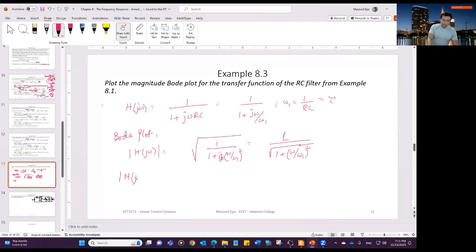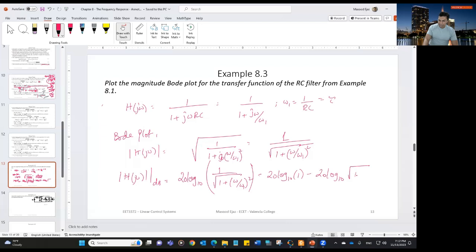Magnitude in decibel is 20 log to the base 10 of the magnitude of H of j omega, which is 1 over the square root of 1 plus omega over omega 1 square, which we can write, of course, as 20 log 10 of 1 minus 20 log 10 of the square root of 1 plus omega over omega 1 square. Log of a over b is, of course, log of a minus log of b.